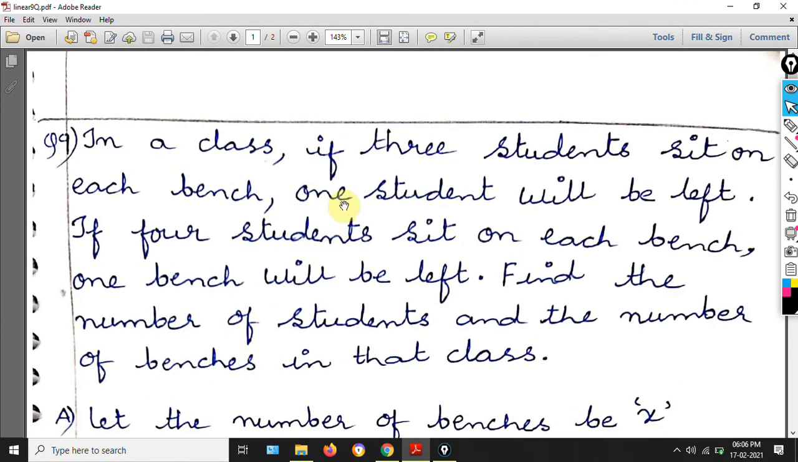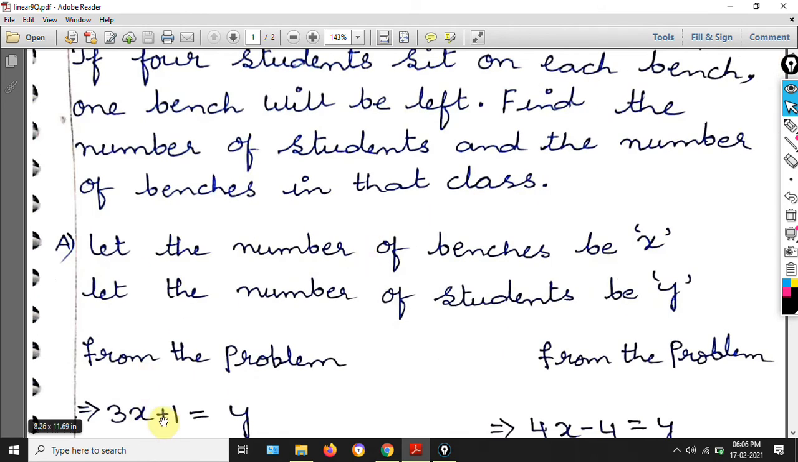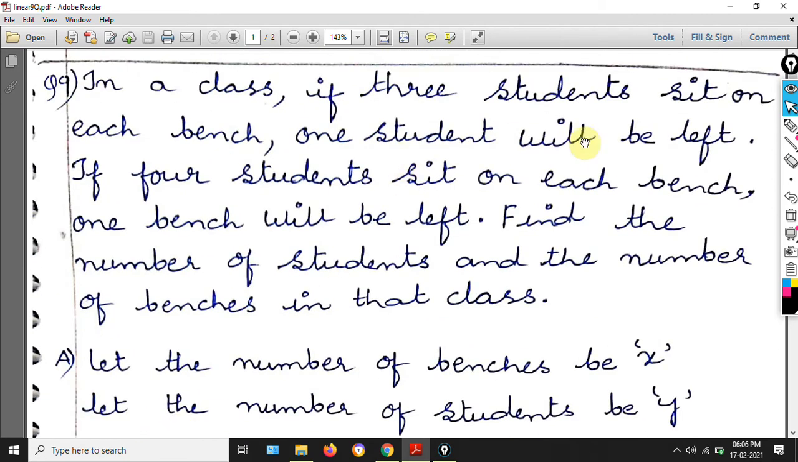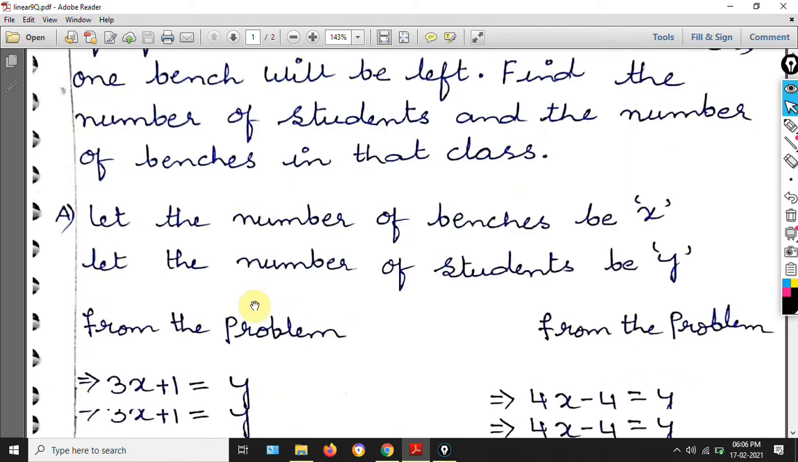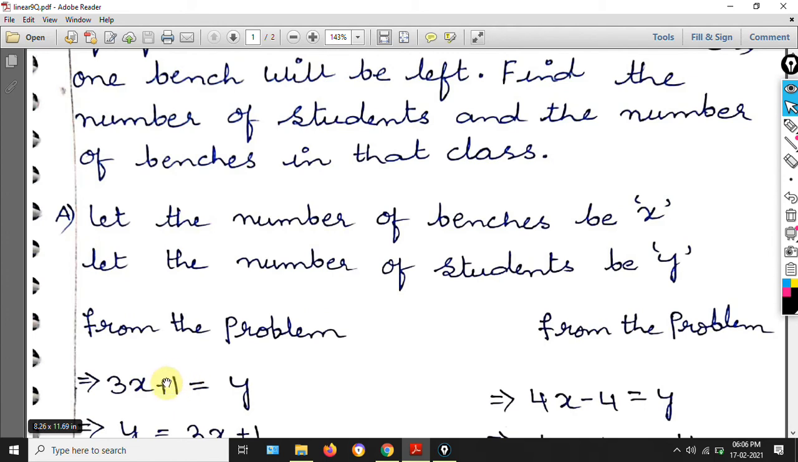Next he is saying one student will be left, means one student is not getting space. So after 3x we add plus 1, because one student is not getting a bench or any space. This is the total number of students, equal to y, because we took the number of students as y. So we are writing equal to y.